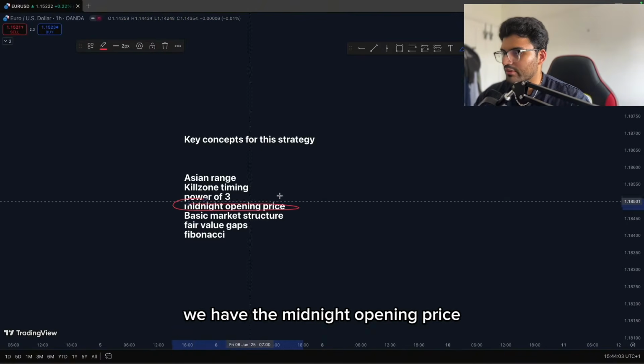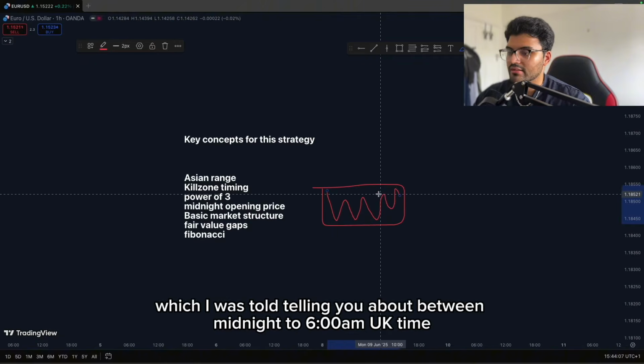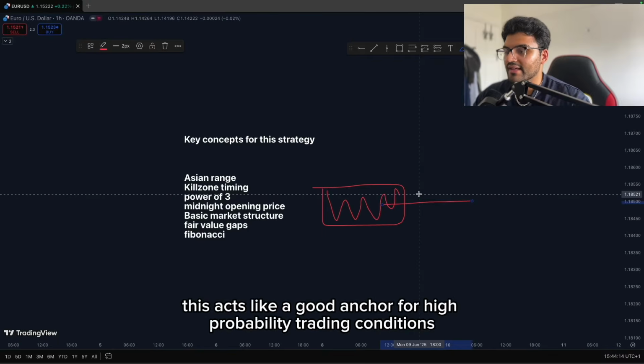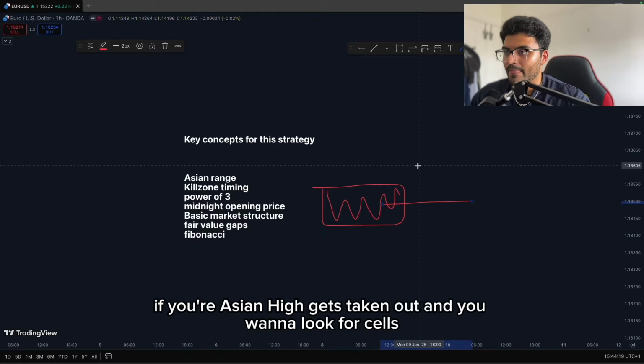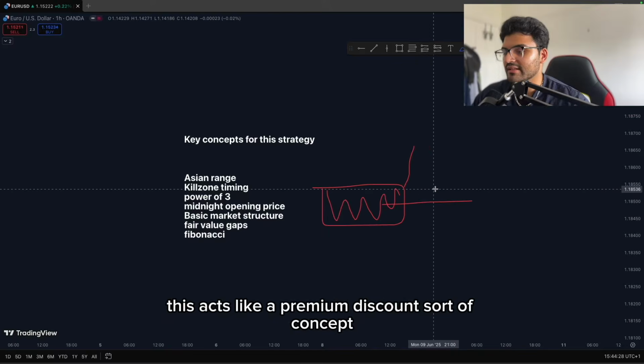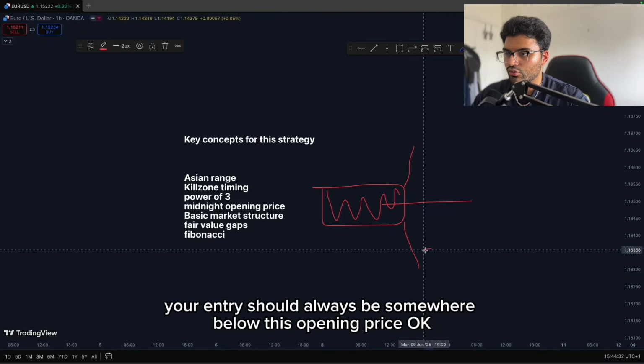We have the midnight opening price. So in that Asian session, which I was telling you about, between midnight to 6 a.m. UK time, at 5 a.m., if you draw the opening price of the candle, let's say it's somewhere there, this acts like a good anchor for high probability trading conditions. So essentially, if your Asian high gets taken out and you want to look for sells, then your entry limit order should always be above this opening price. This acts like a premium discount sort of concept. If you're looking to buy, your entry should always be somewhere below this opening price.